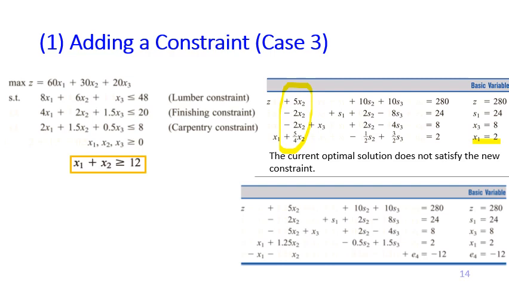And here are the steps. Convert this constraint into standard form. Because the sign is greater than or equal to, we put minus E4, the minus excess variable for the fourth constraint.